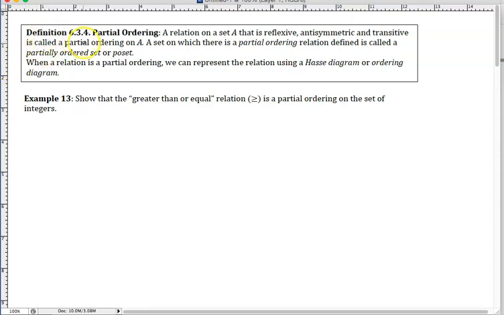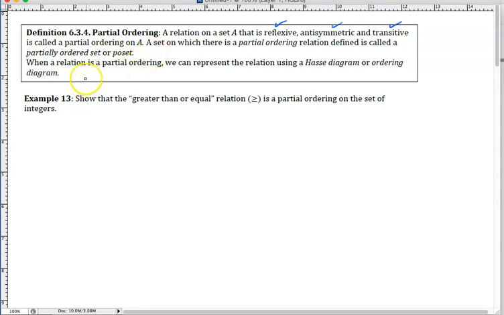So we're going to define a partial ordering, which is similar to an equivalence relation, but kind of opposite. A partial ordering is a relation that's reflexive, antisymmetric, and transitive. So it's kind of like the inverse of an equivalence relation in terms of symmetry. A set on which there's a partial ordering relation is called a partially ordered set, or a poset.